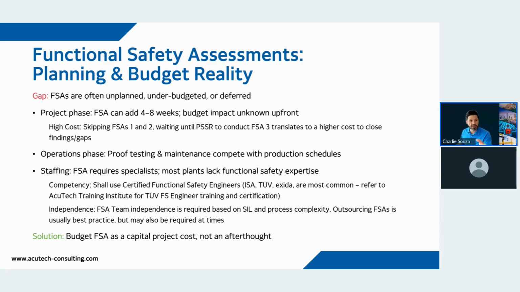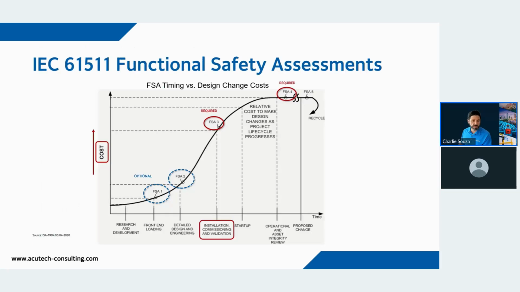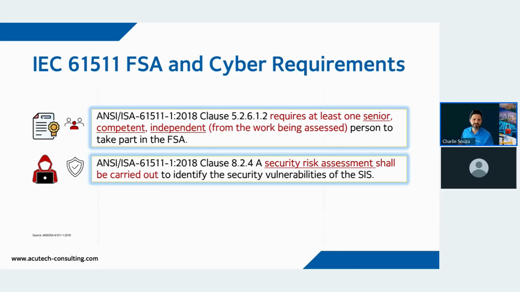So this is a good hook for everyone to come back for webinar 2. We're going to be covering this, and I have some excellent examples on when it comes to FSAs and dealing with plants that don't even know about them, even though those plants have IEC 61511 certified personnel and hardware. Again, this is regarding your FSA timing and how it gets costly if you don't do your FSAs when you're supposed to do. If you defer them, you skip them, that increases your cost when you have to close any gaps that are found by those FSAs.